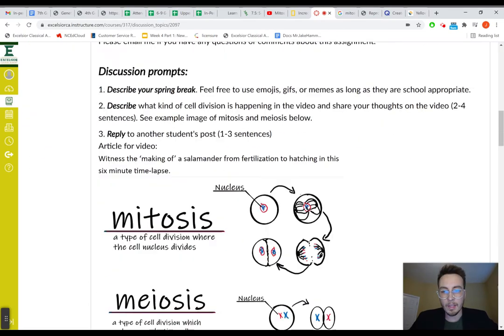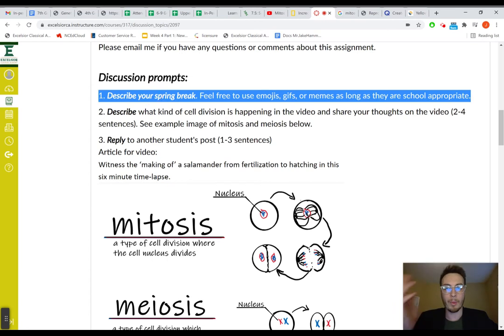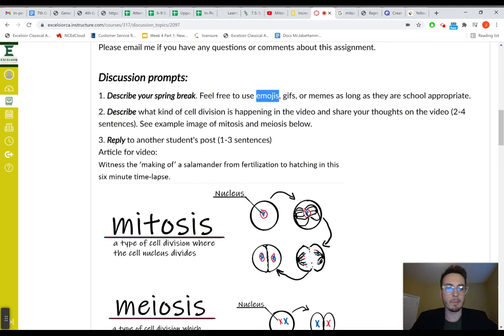So in this, you'll see that there's instructions here. Describe your spring break. I want to know what you guys did, if you did anything, how you're feeling. Feel free to use emojis, GIFs, or memes to describe your spring break as long as they are school appropriate. That's important, but have fun with it. Describe what type of cell division is happening in this video and share your thoughts on the video. See an example of mitosis and meiosis below.